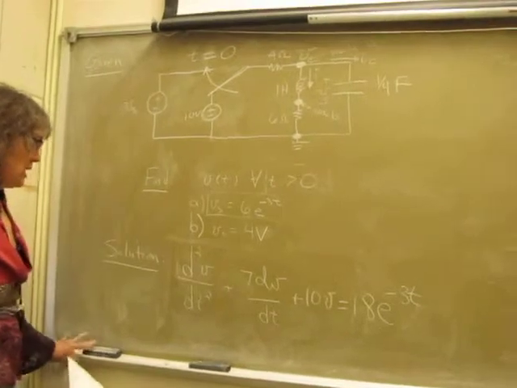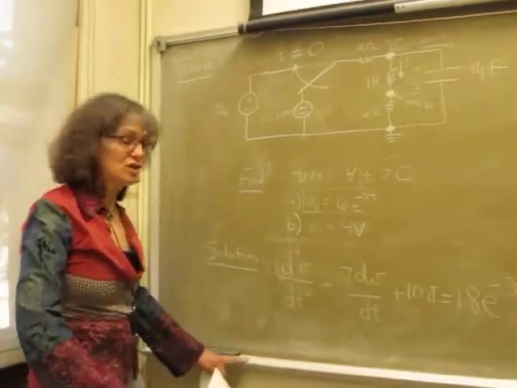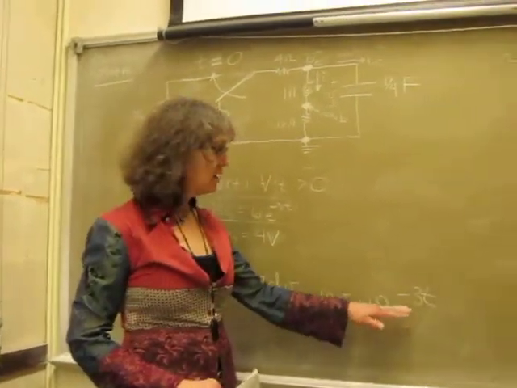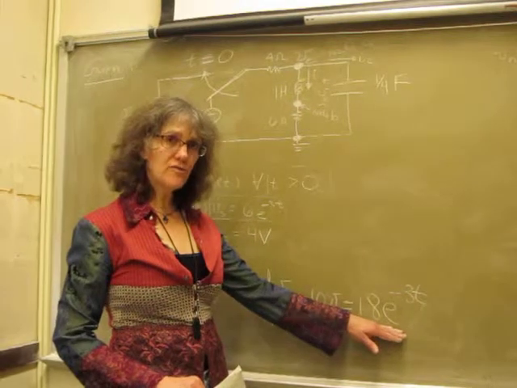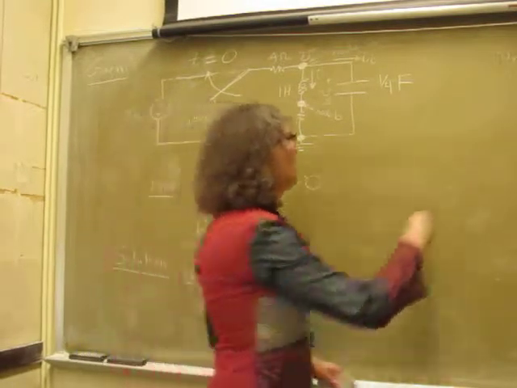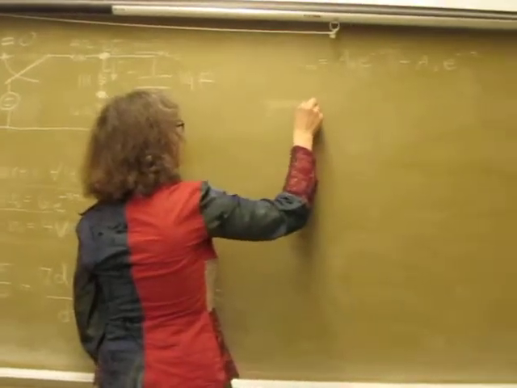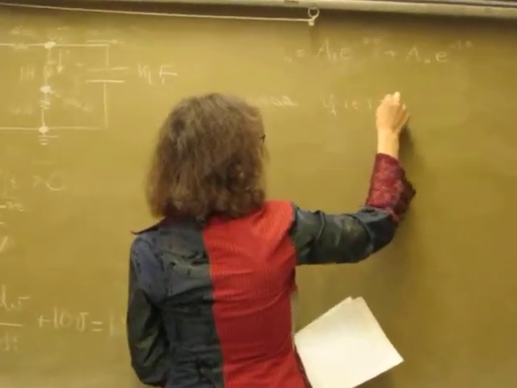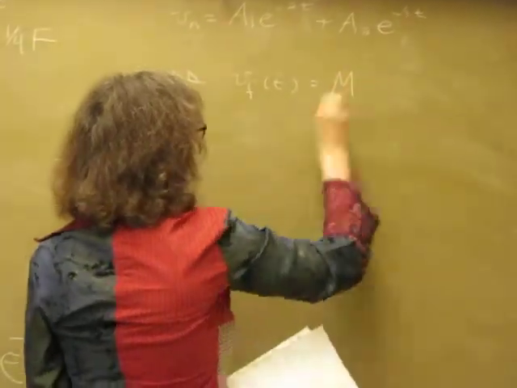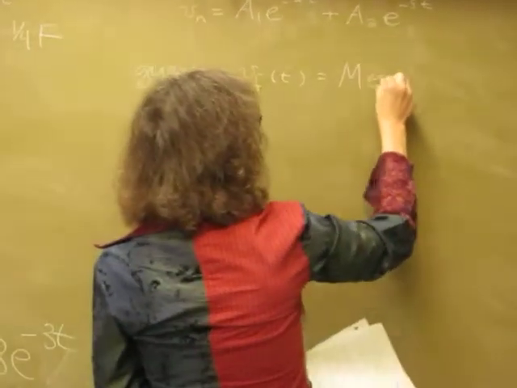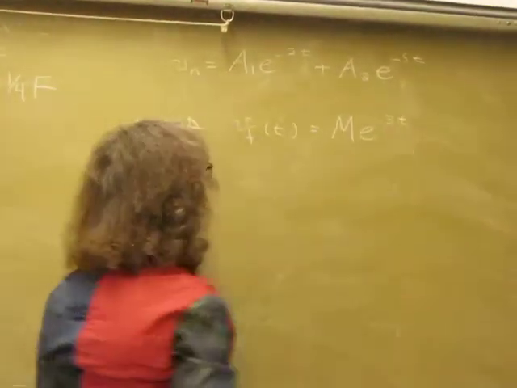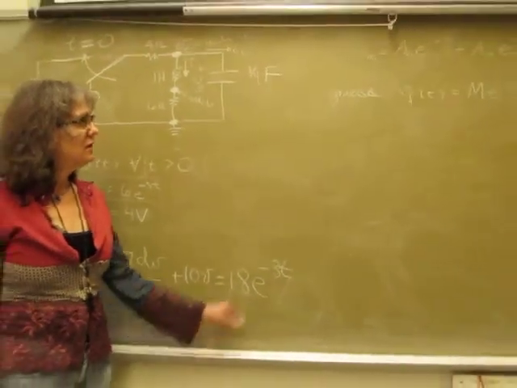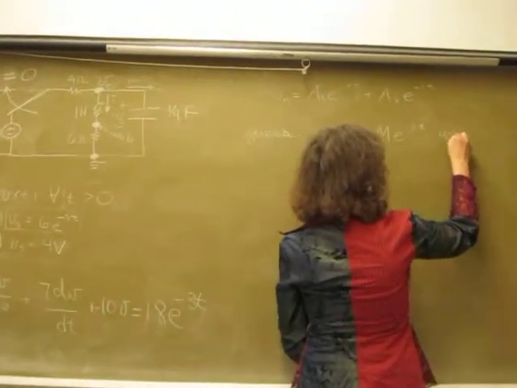So I need to look for the forced part of the solution. Here's how you do it. You guess a solution of the same form as the forcing function. I'm going to guess that my solution is, call it some constant m. I don't know what the constant's going to be, but I want the solution to have the same form as the forcing function. So it's going to be some constant m times e to the minus 3t. So I'm going to guess this as a solution.